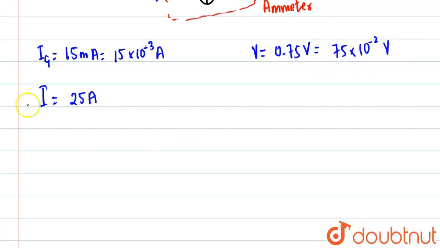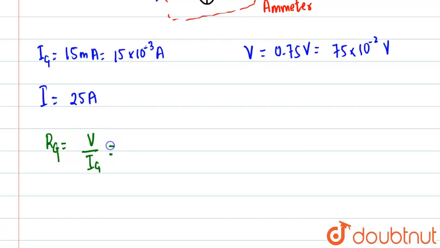Now we'll find the resistance of the galvanometer, Rg. I is the current through the circuit, V is the voltage across the galvanometer, and Ig is the current through the galvanometer. So we will use this to find the resistance of the galvanometer. Rg will be equal to V by Ig.